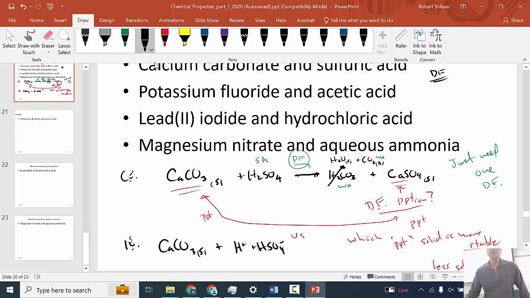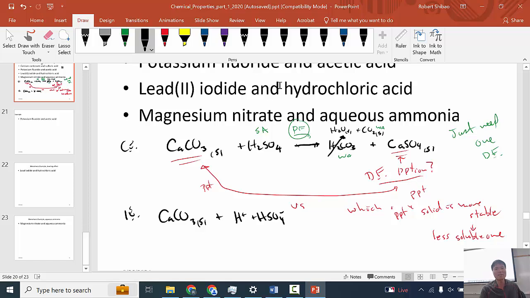This is the most common mistake. The two most common mistakes are, one, people ionize calcium carbonate. No. Two, people ionize sulfuric acid into 2H plus and a sulfate. 2H plus and a sulfate is wrong. It's only 1H plus and a bisulfate. No, I wouldn't accept that, right? It's wrong. Just the first.